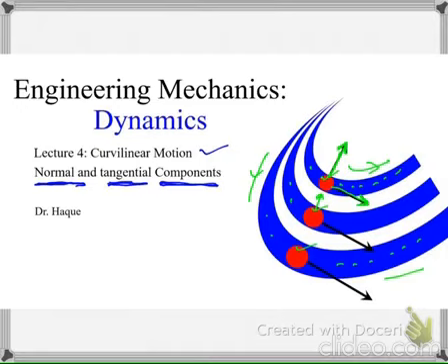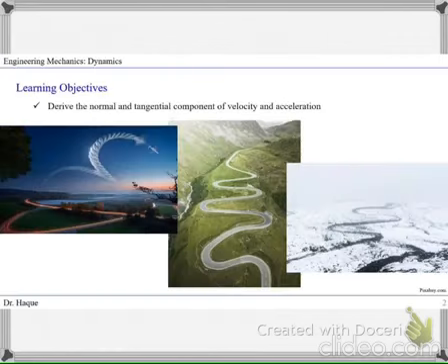I found that most of you have a problem understanding how these equations came about and were derived. So we'll derive those equations today. Let's move to the next slide. Today's learning objective is to derive the normal and tangential components of velocity and acceleration.